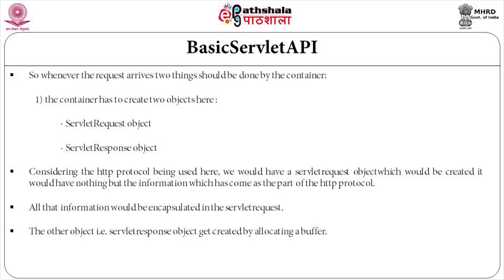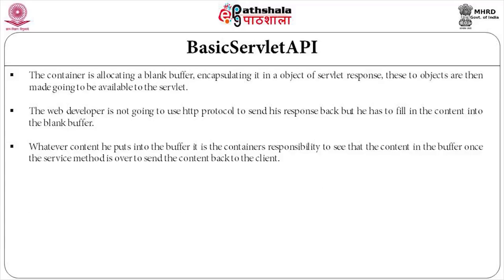The other object, which is the servlet response object, gets created by nothing but allocating a buffer. What the container is doing is, it is allocating a blank buffer and encapsulating it in an object of servlet response. These two objects are then going to be made available to the servlet. What is the servlet response object for? This object is made available to your servlet component.